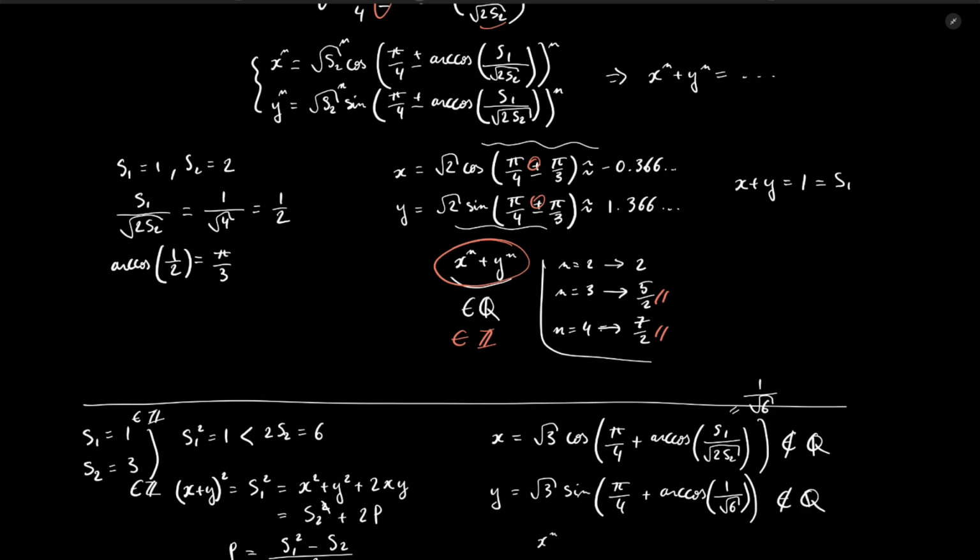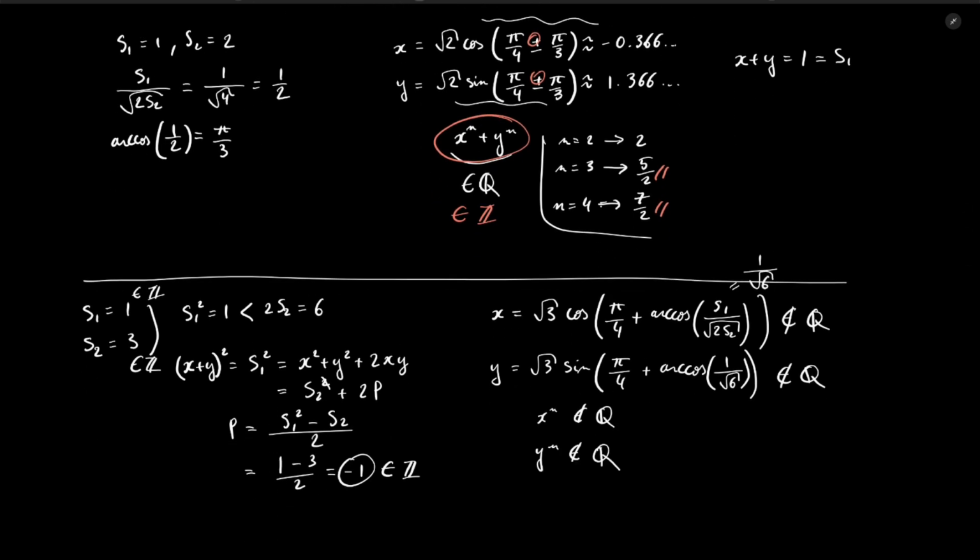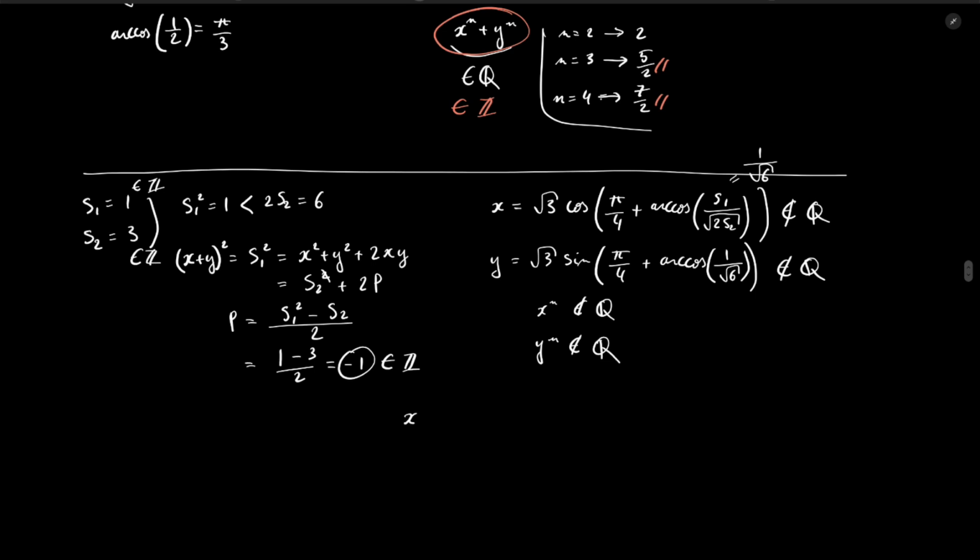Even when you take the power of n, same for y to the power of n. But interestingly, when you take x plus y, x squared plus y squared, x cubed plus y cubed, and x to the power of 4 plus y to the power of 4, these numbers will have integer values. So we'll have 1 for x plus y, 3 for x squared plus y squared. And if you keep moving in the power, you will find that x to the power 3 plus y to the power 3 is equal to 4. x to the power 4 plus y to the power 4 is equal to 7, etc.